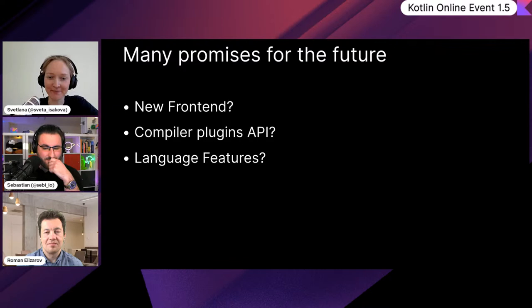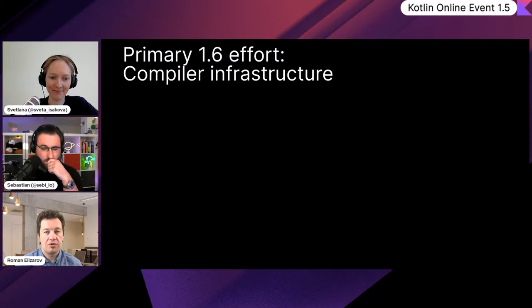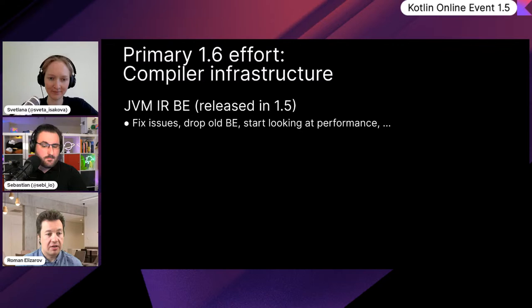In fact, the new front end is currently the main focus of our team. In general, the infrastructure of the compiler, which includes the front end, is what we're focusing on for the next release. Let's take a broader look at what this infrastructure is. First of all, there are backends. The JVM IR backend that we released in 1.5 is released, but it doesn't mean we're stopping working on it. We still have to fix issues that people find here and there because of this change.